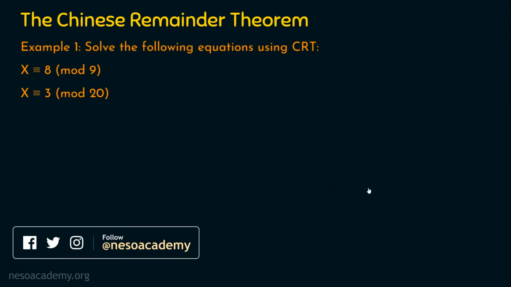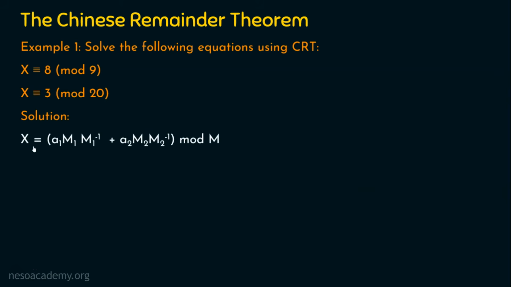Now we have simplified the question to the format x is congruent to a1 mod m1 and x is congruent to a2 mod m2. Please note here we have only two different congruence equations. Let's solve this question now. In order to find the value of x, we know the formula is x is equal to a1 capital M1 inverse plus a2 capital M2 inverse. That's it. Why am I stopping at 2? Because we have two equations.